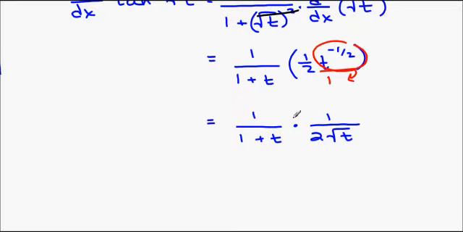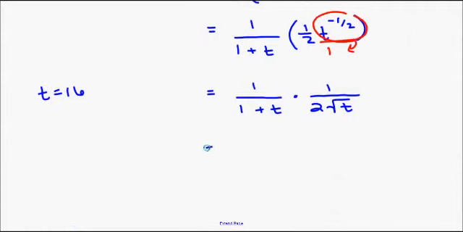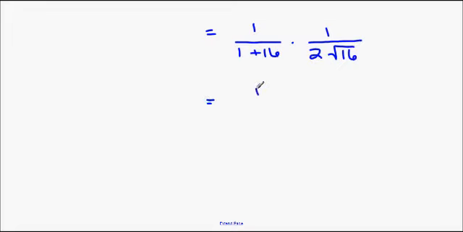I'm not going to clean it up anymore because what I ultimately want to do here is plug in a 16 for t. Remember, t equals 16. So let's go ahead and plug it in. I have 1 over 1 plus 16 times 1 over 2 times the square root of 16. Okay, so this is 1 over 17. Okay, so we're going to have 2 times 4 here.